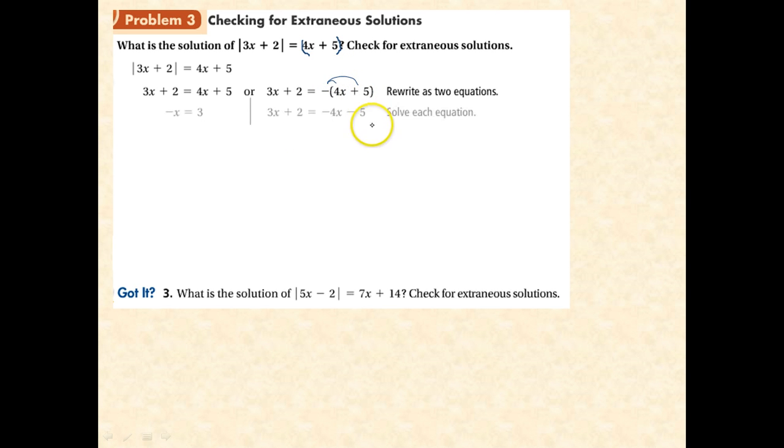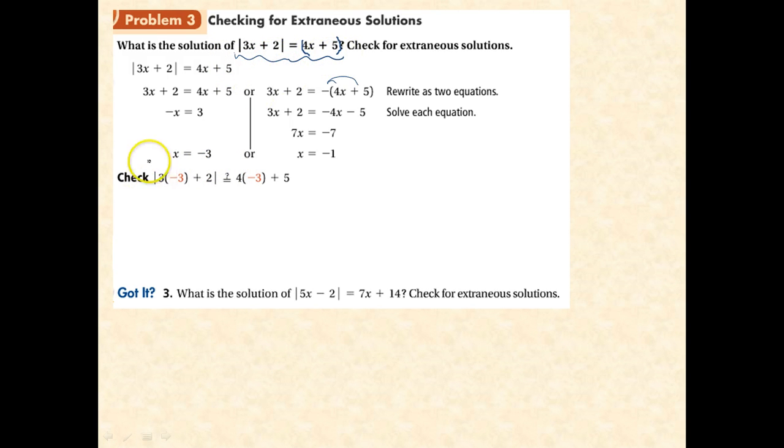So let's simplify that. If we were to subtract 4x from both sides, we would get negative x here. Subtract 2 from both sides, we get 3 there. So we get x equals negative 3 or x equals negative 1. What do we always want to do with absolute value equations? Check. Check in the original equation.